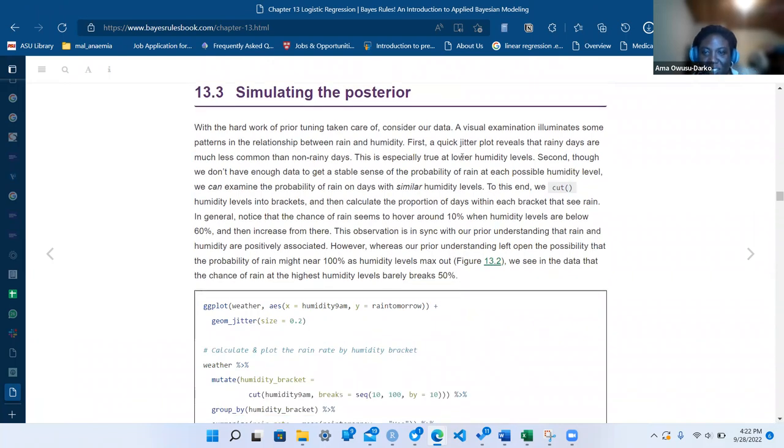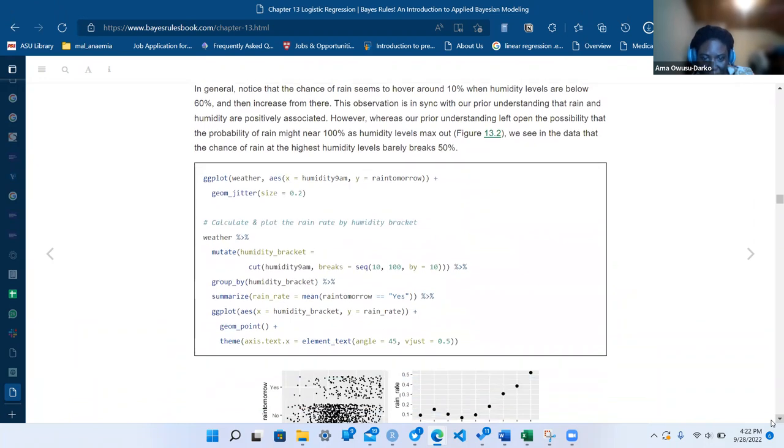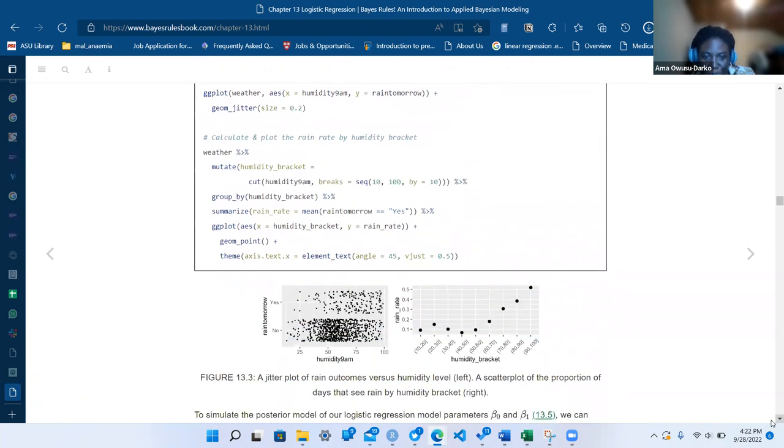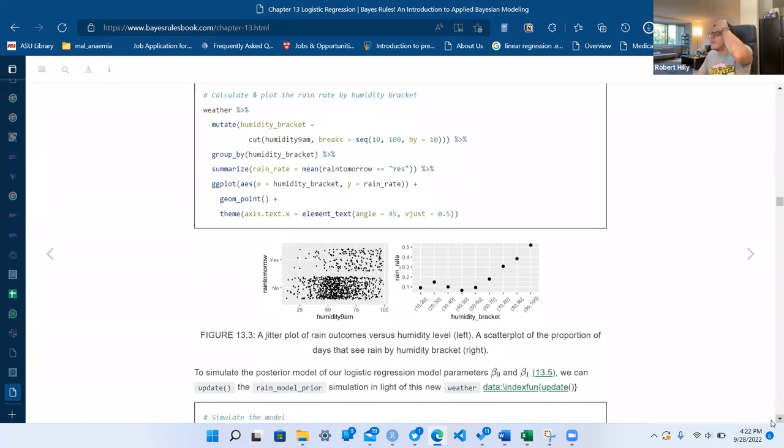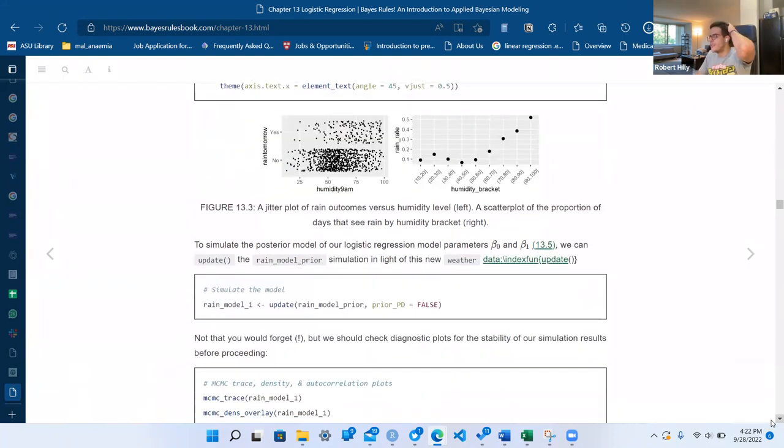I'm not sure what it's trying to do here, because it talks about a quick data plot. Why did we do this? Is this still checking our priors? So we're just plotting our data, right? I think it's just the data we're plotting, because this is humidity at 9 a.m. Yeah, weather. So we're just plotting the data.